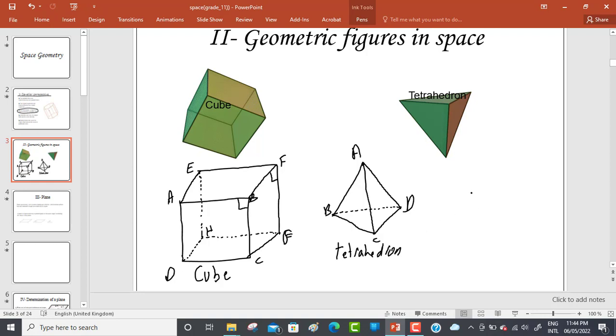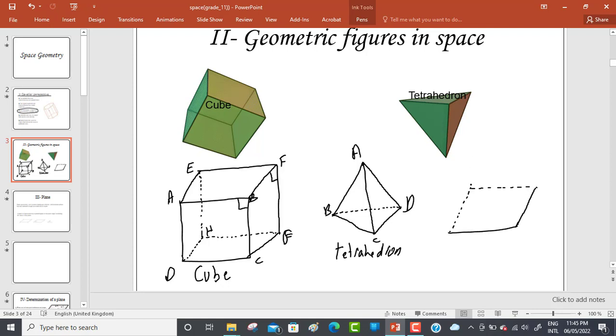Then we have to draw, for example, a pyramid. We have two kinds of pyramids. The pyramid that is in Egypt, its base is a square, but because it's not in the front plane, we draw it as a parallelogram. So this is a parallelogram. We draw a parallelogram.